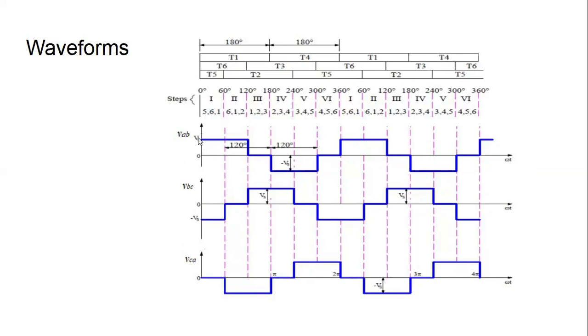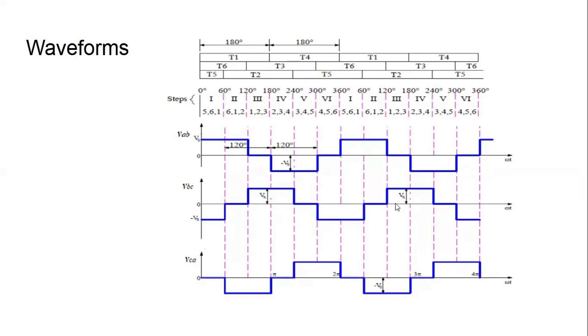We could see that VAB is equal to plus Vs for first 2 modes, equal to 0 for third mode, equal to minus Vs for fourth and fifth mode, and equal to 0 for sixth mode. And VBC is plotted here, whose value is equal to minus Vs for first mode and equal to 0 for second mode. Then it is equal to plus Vs for mode 3 and mode 4, equal to 0 for mode 5, and equal to minus Vs for mode 6. Similarly, VCA is also drawn here.